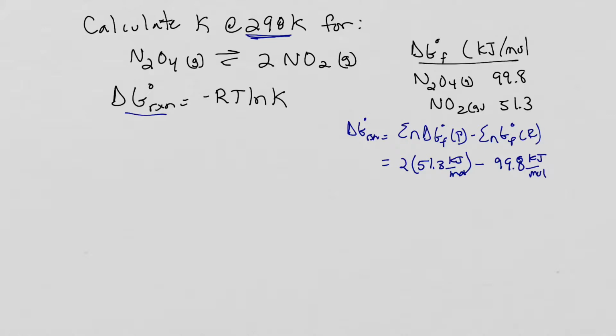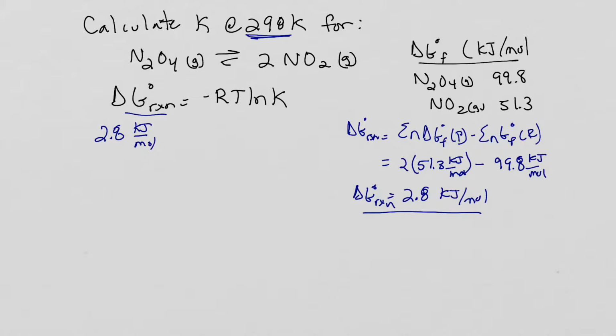So if we take 2 times 51.3 minus 99.8, we get a value of 2.8 kilojoules per mole for my delta G standard state. So now we have our delta G, and we can use that in our equation and solve for K. So if we go ahead and write that in here, we have 2.8 kilojoules per mole.